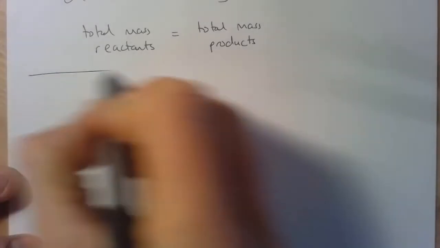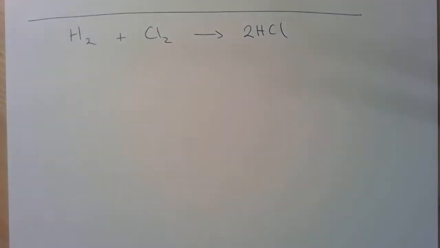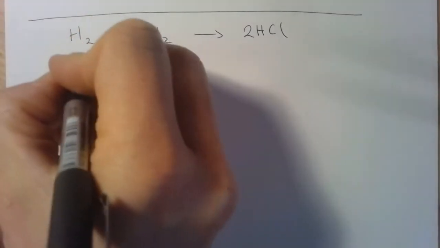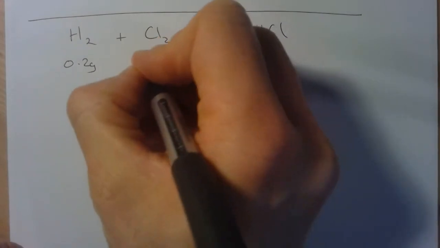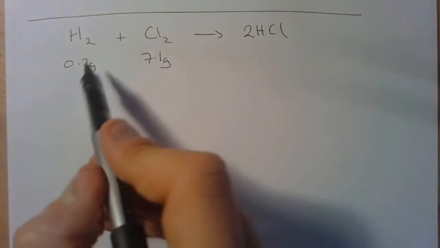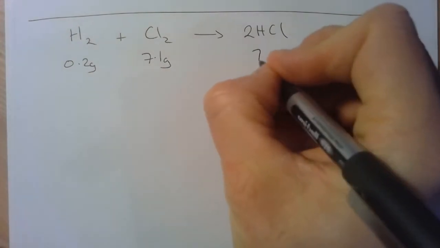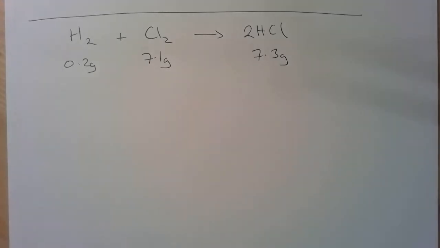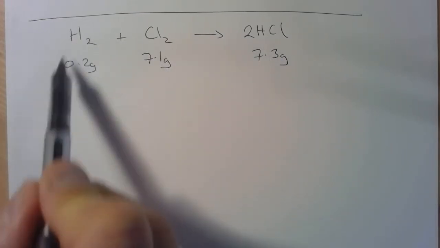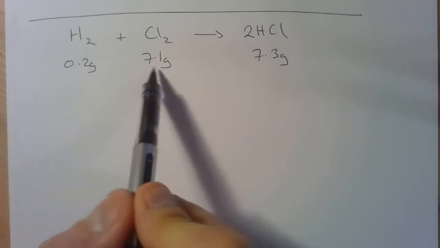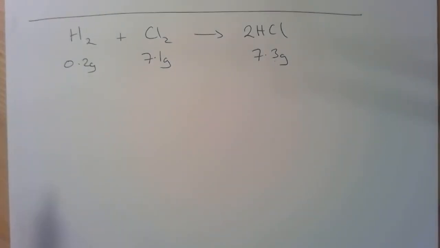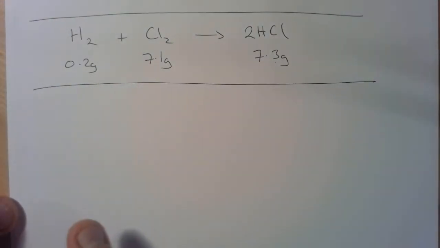Okay, so the first example we're going to have a look at is the reaction between hydrogen and chlorine to make hydrogen chloride. Now, if we start with 0.2 grams of hydrogen and 7.1 grams of chlorine, when these react, we would expect to produce 7.3 grams of hydrogen chloride, because this and this react together. So the total mass of the reactants here, which adds up to 7.3, is going to be the total mass of the product.